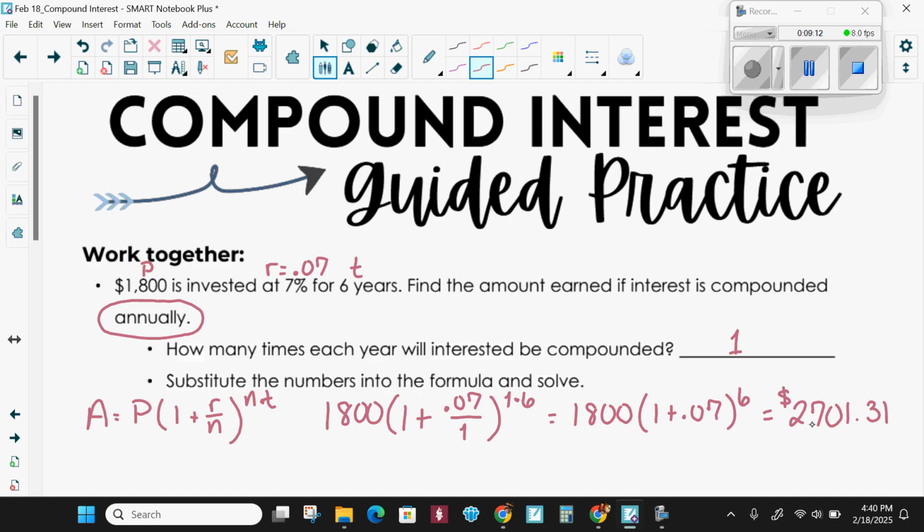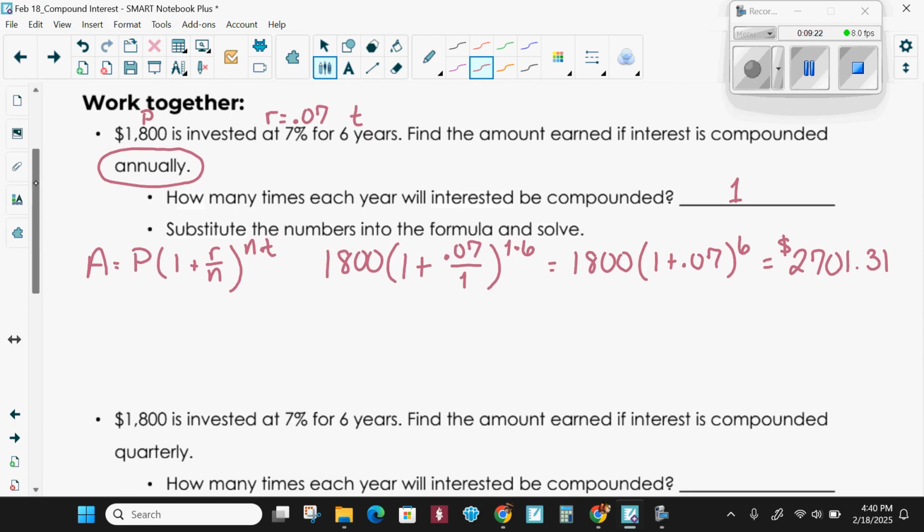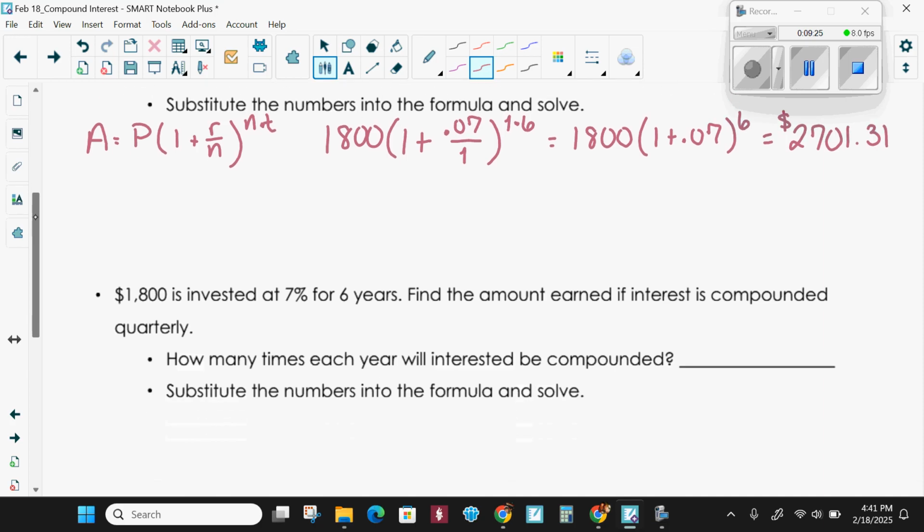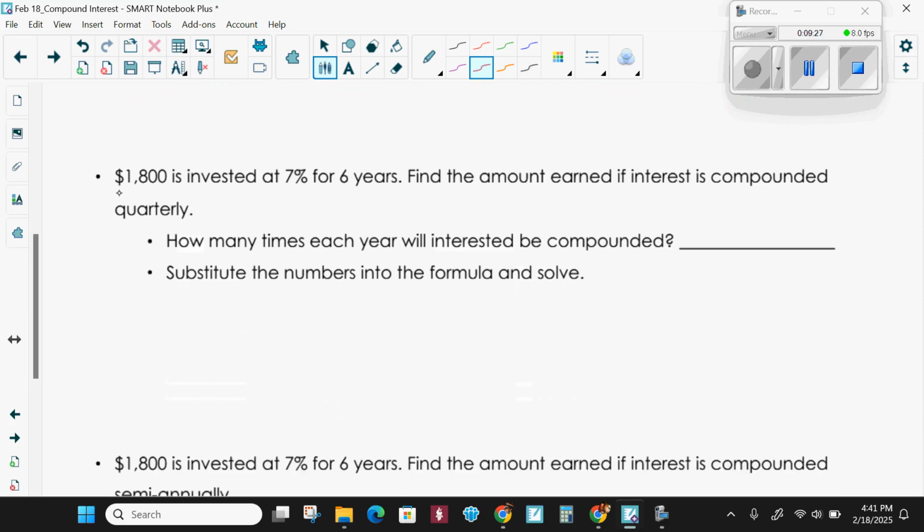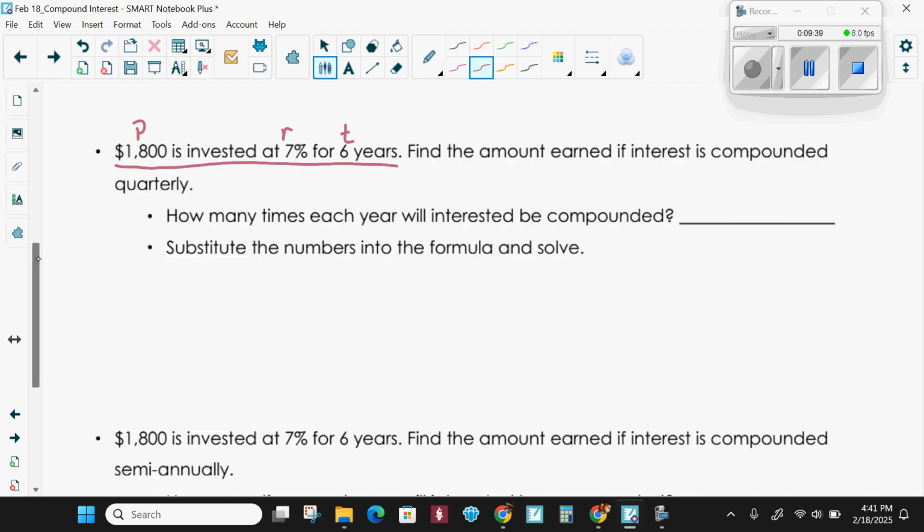Okay, now remember, since we're talking money, we always round to 2 decimal places, so it's 0.31, 31 cents. Now the second one, if you'll notice, has the exact same principal, interest, and rate, or time. So it has the same principal, the same rate, and the same number of years, but it's asking us to compound quarterly. So in this case, it's going to be compounded 4 times per year.